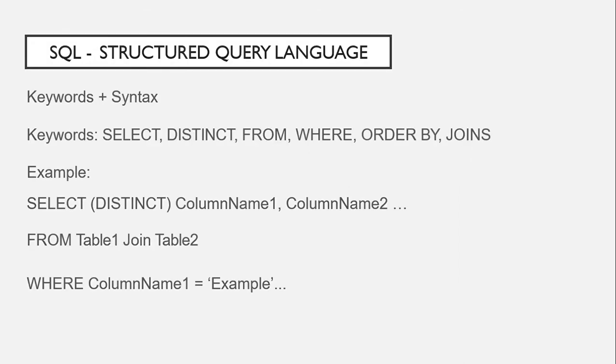You must be very familiar with SQL, that is a structured query language. For the language, it must have the keywords and syntax. The keywords, for example, there are select, distinct, from, where, order by, and joins. And this is a very quick example for the SQL. You can select distinct or not, column name 1, column name 2, and so on. From table 1, join table 2, where the where condition like column name 1 equals to example.